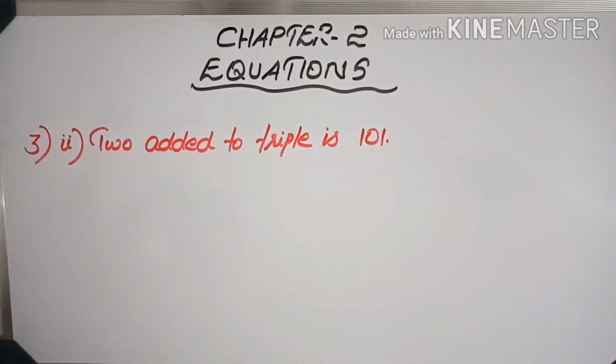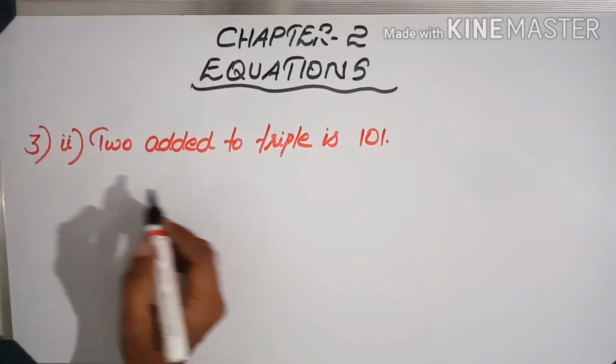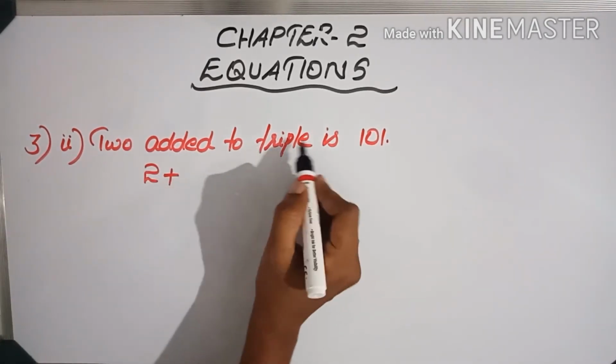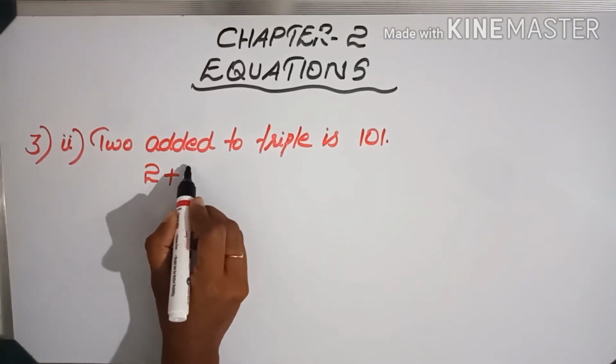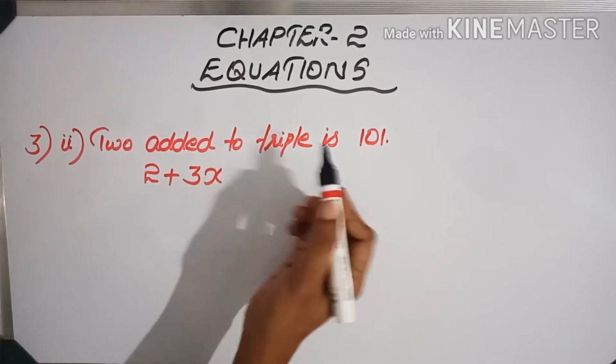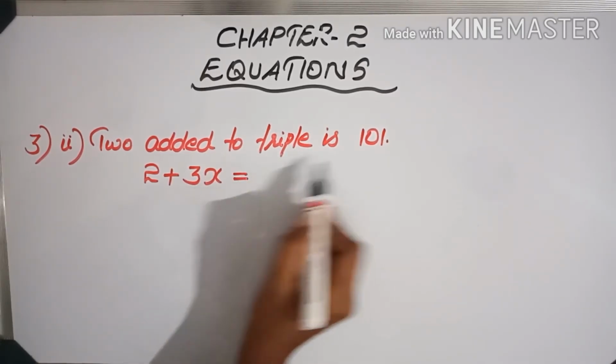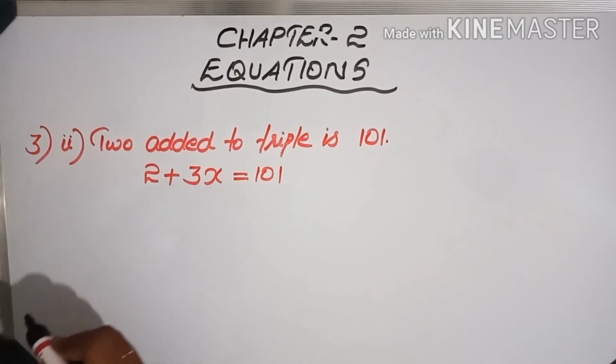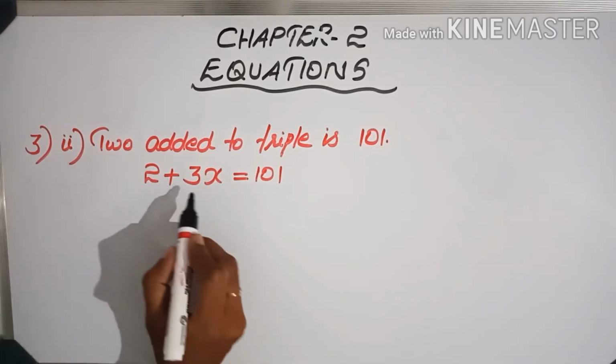Second sub question is 2 added to triple is 101. 2 added to triple, same like the previous question. Let's write 2 added, that means 2 plus what? Triple of number. Triple means 3 times. So 3x, triple of a particular number. Answer is what? 101. Now we need to find what? x we need to find. Same like the previous step.